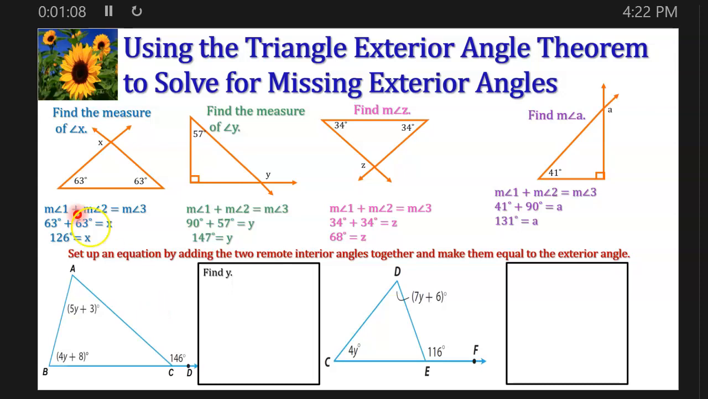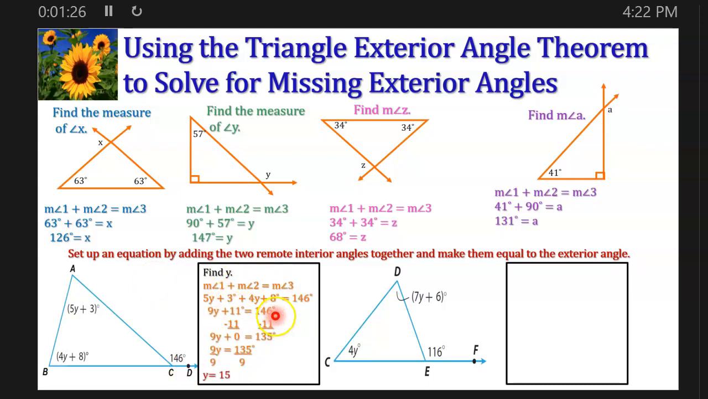They're asking us to find y this time, not the entire angle. So after you find y, you could substitute it in to find either one of these angles, but we're just going to find y for now. We know that the two angles that are remote interior added together must equal this third one out here. That's the exterior angle.